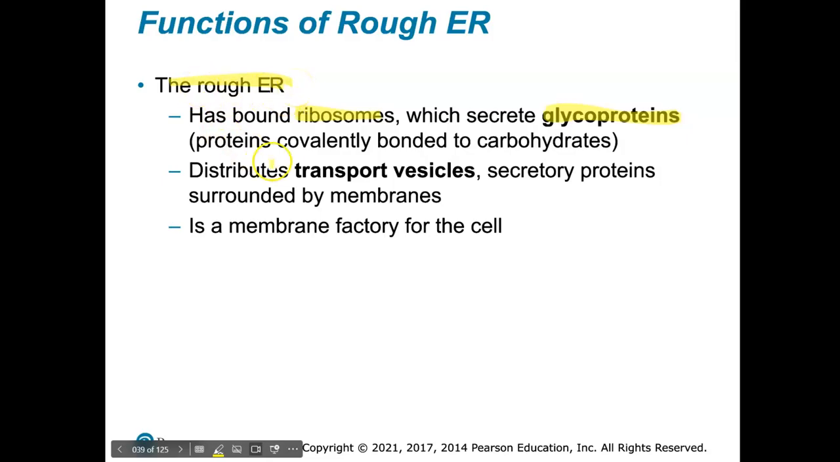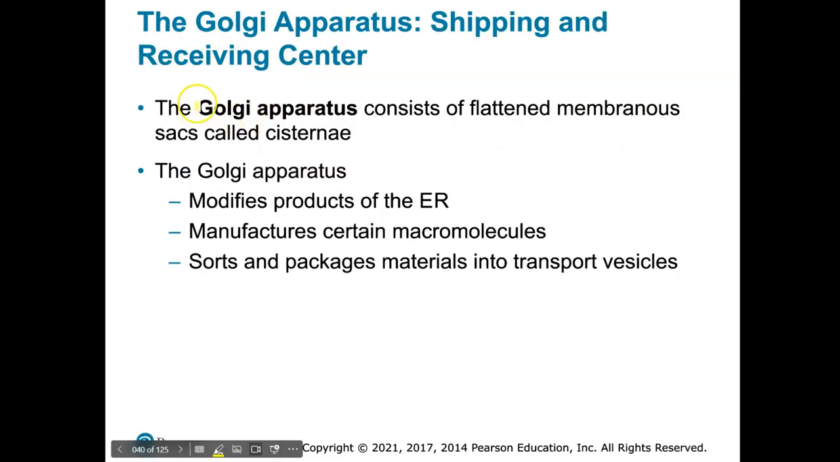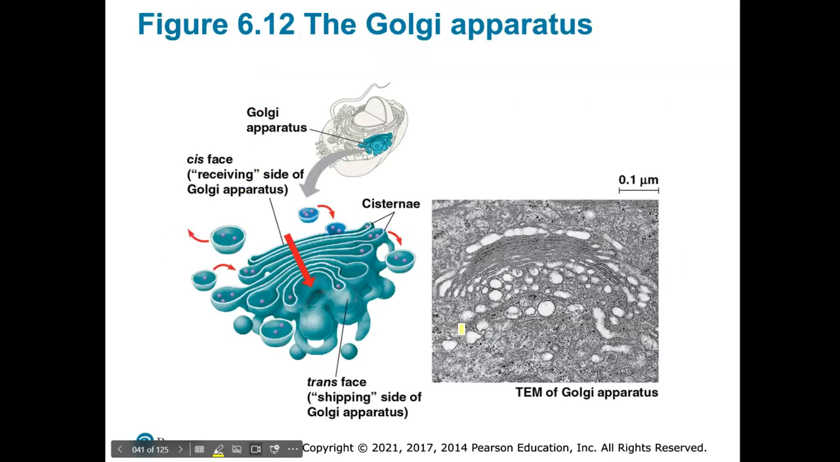And then what happens is the rough ER, when the protein gets to the end of one of those channels, then it can pinch off and become a vesicle. And so we call those transport vesicles, and that will take the protein product to the Golgi. All right, and the Golgi apparatus will then take the products from the rough ER, modify them, and package them into additional transport vesicles, and those vesicles will take them wherever they need to go, either somewhere in the cell or outside of the cell.